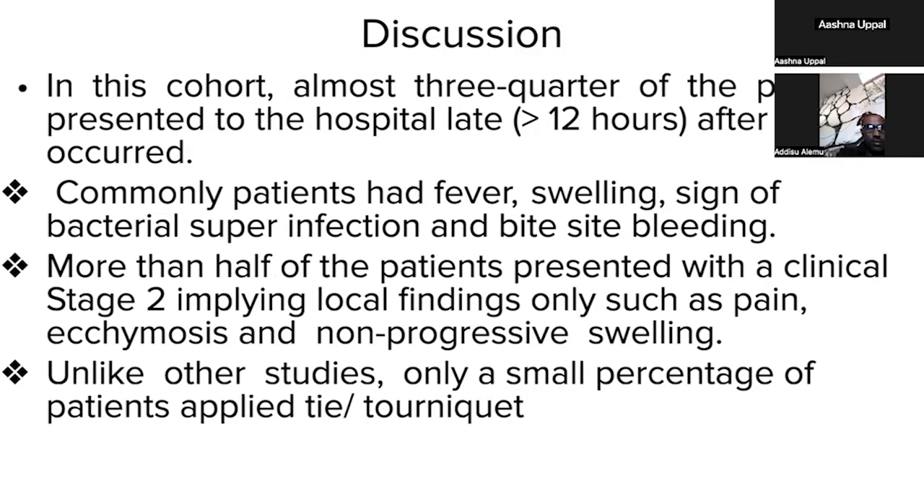Next slide. Commonly patients had fever, swelling, signs of bacterial superinfection, and bite site bleeding. More than half of the patients presented with clinical stage 2 that I have mentioned before, implying local findings only such as pain, ecchymosis, and non-progressive swelling. Unlike other studies, only a small percentage of patients applied ties or tourniquets, relatively compared to other studies. Next slide.